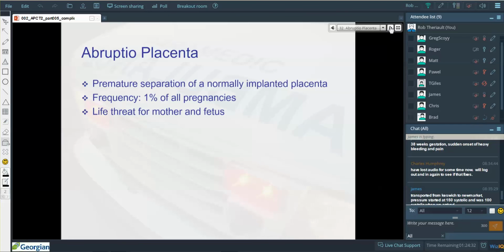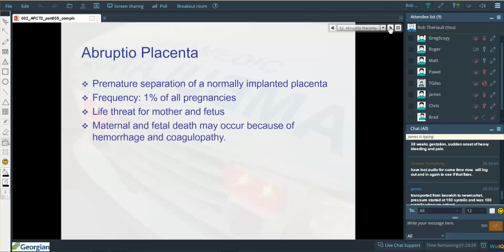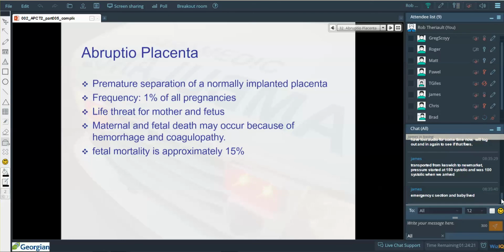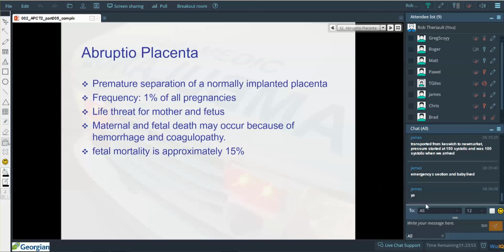So this would be a life threat to mom and fetus, obviously, and maternal death and fetal death usually occur because of hemorrhage and coagulopathy. Yeah, no need to tell us where the call was, but 150 systolic, okay. So James was describing an abruptio placenta case in which the patient was hypertensive and was transported to, I'm assuming, the closest hospital, just out of curiosity? Okay, interesting.